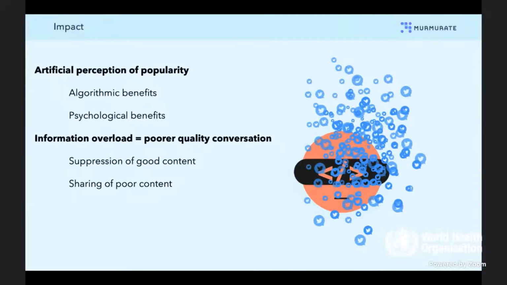And when bots act in this way to create this artificial perception of popularity, it has two key benefits for them. So the first is algorithmic.